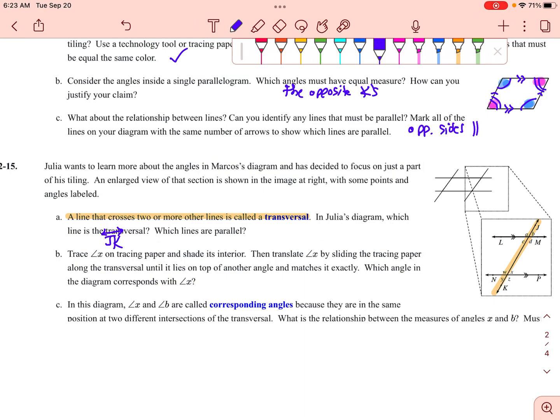And then it says which lines are parallel. And you can see that using the arrows. And so we are going to label the parallel lines as line LM and NP.